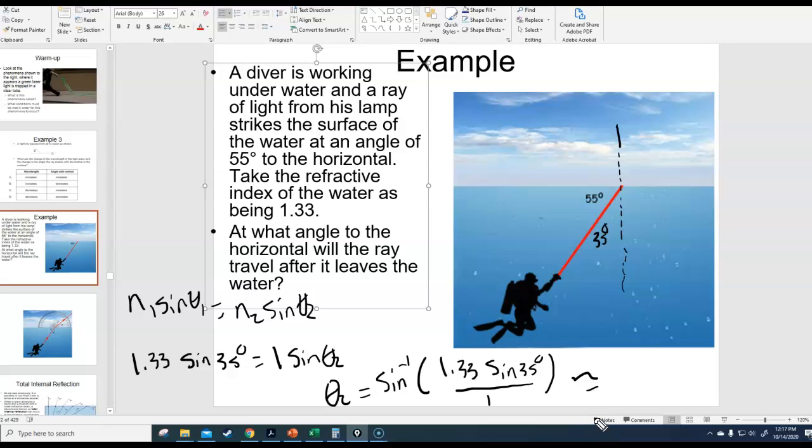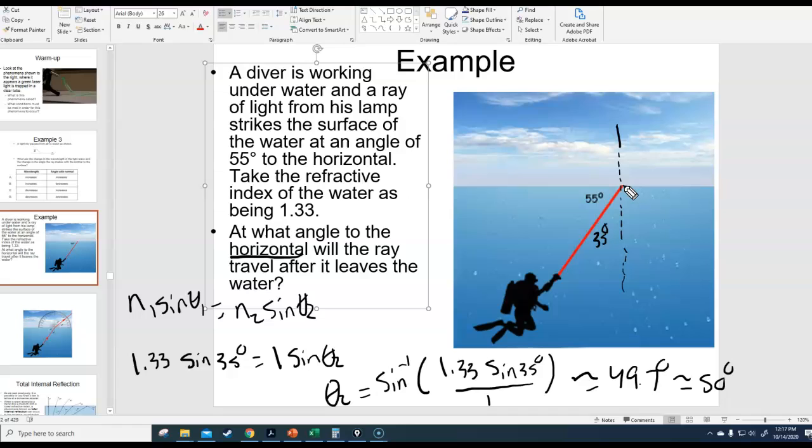Okay, so 1.33 sine 35, and I get 49.7 degrees, which is about 50 degrees. Now, is that the answer to the question? Well, let's see what the question says. It says, at what angle to the horizontal will the ray travel after it leaves water?